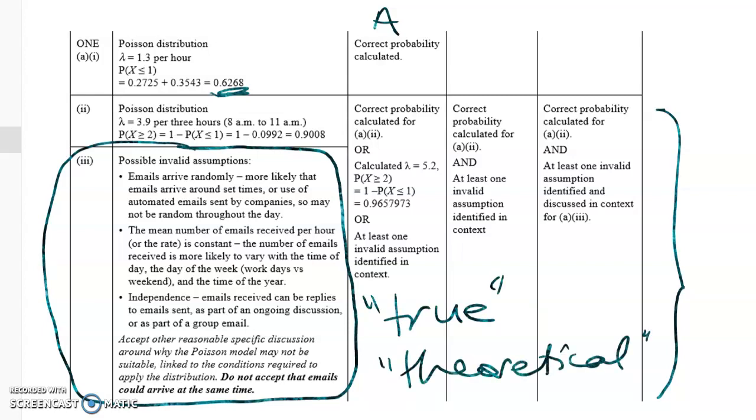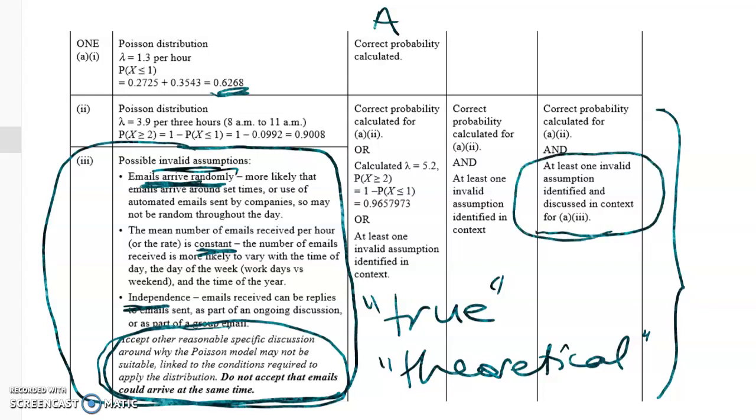So in real life, email arriving is not going to be modeled by a Poisson distribution, but it's still a pretty good starting point. So you can see that the invalid assumptions in here, they said really specifically, don't talk about that emails could arrive at the same time. Okay, so they've talked about independence, constant rate, and emails arriving randomly. And to get excellence, you had to talk about one invalid assumption discussed in context for A3, and then it's really hard to see the difference between these two, right? I think you just had to do this in context thing really well to get excellence, and you had to get the number right.